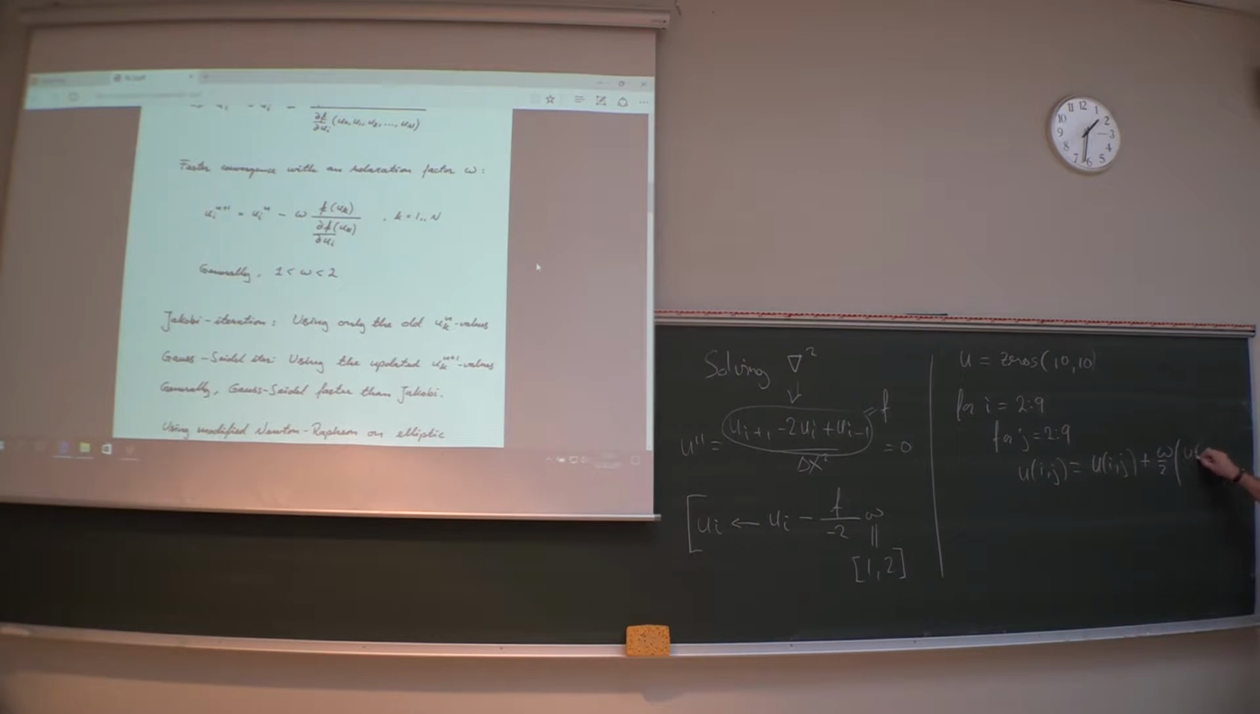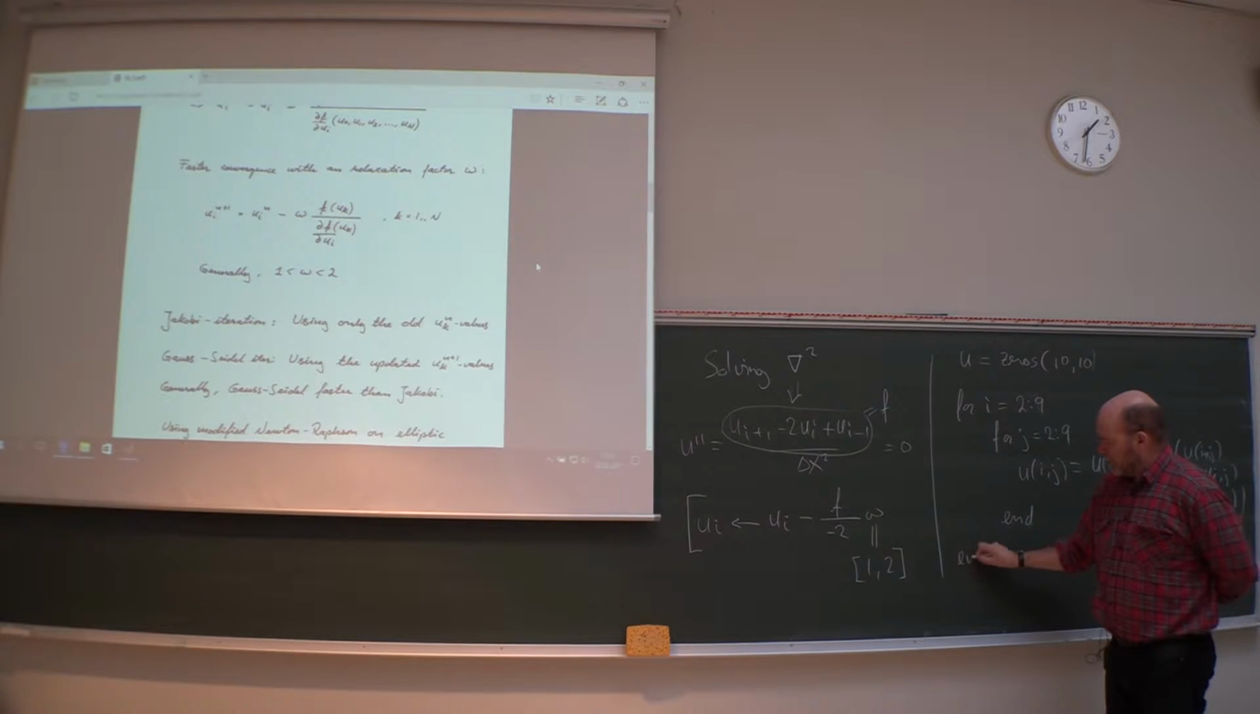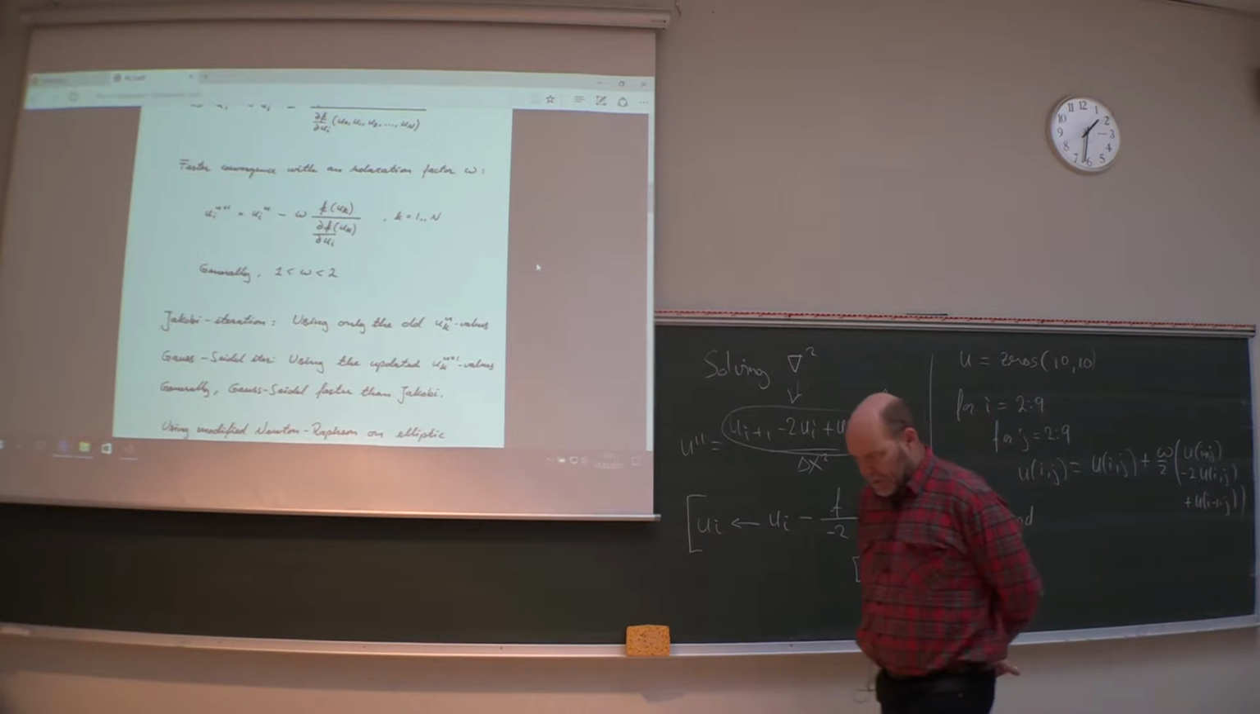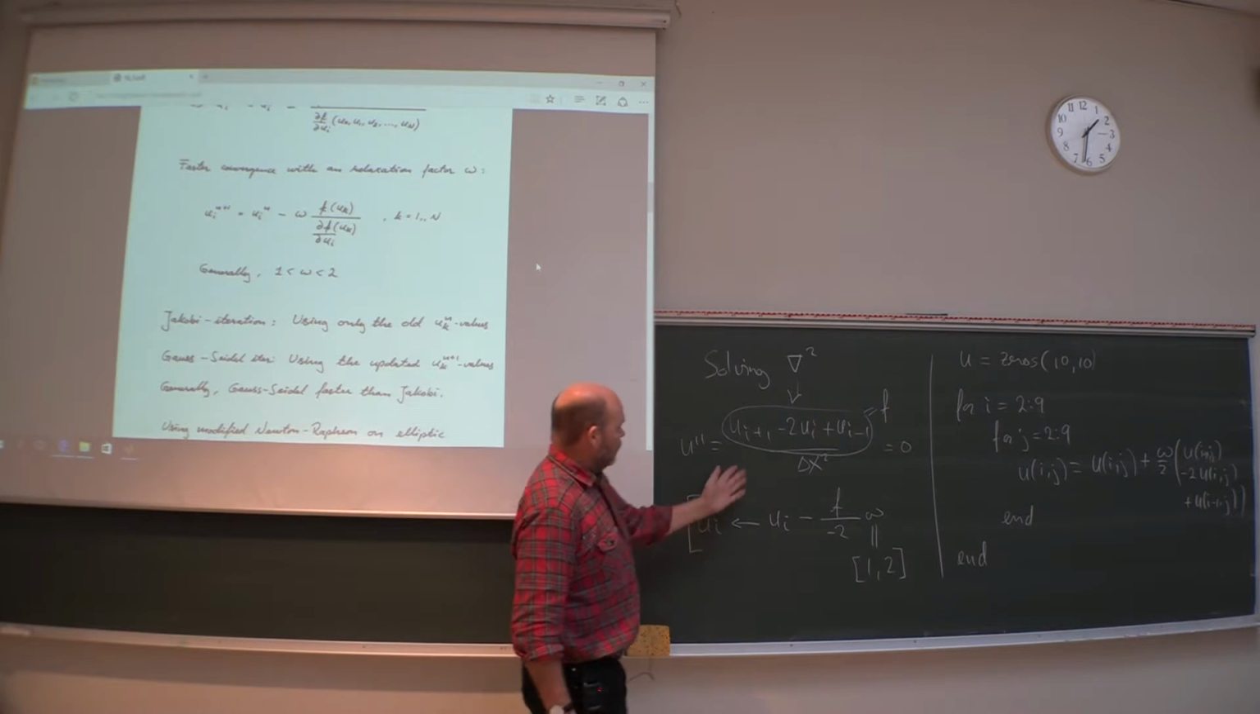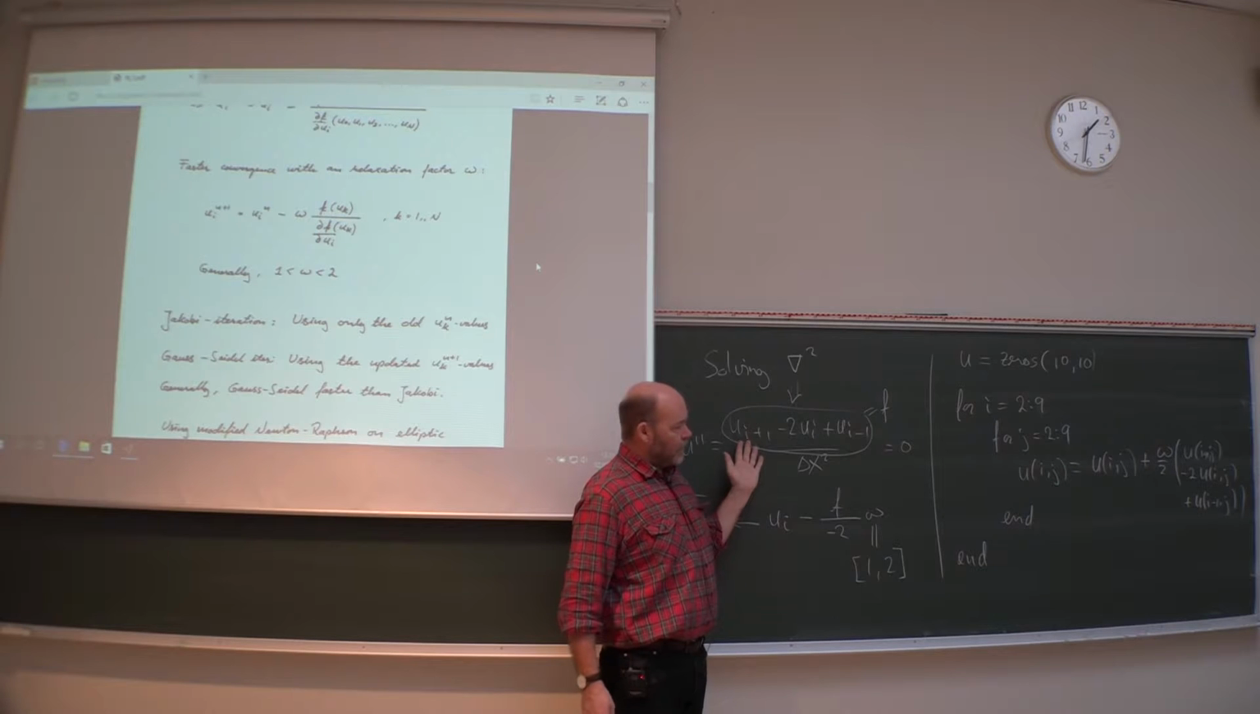u i plus 1 comma j, minus 2 u i comma j, plus u i minus 1 comma j. Something like that. And so that's just an example for 1D, just a derivative in the x direction only.